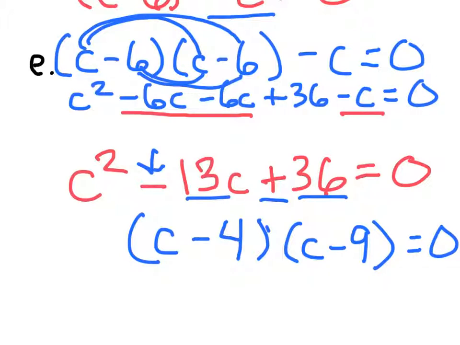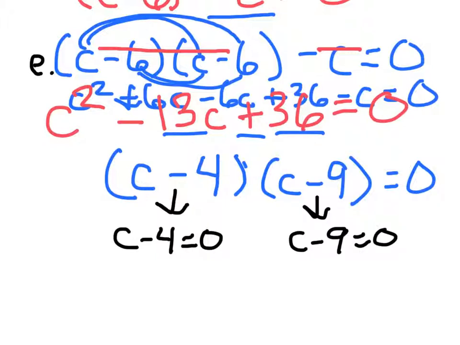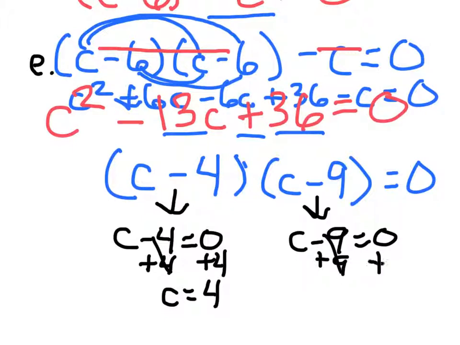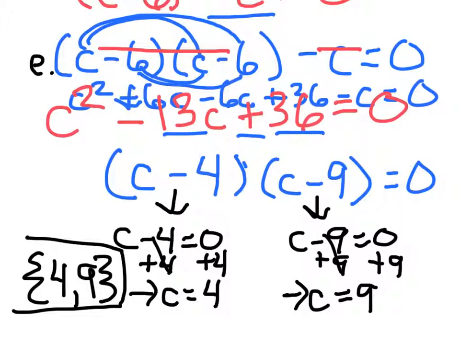And now, once it's factored, once again, we just need to set each factor equal to 0 and solve it. So I have c minus 4 equals 0, and c minus 9 equals 0. Add 4, add 4, you get c equals 4. And then add 9, add 9, c equals 9. So I have c equals 4 and c equals 9. So my final answer, use the braces here, I have {4, 9}. So those are the two solutions to this equation.